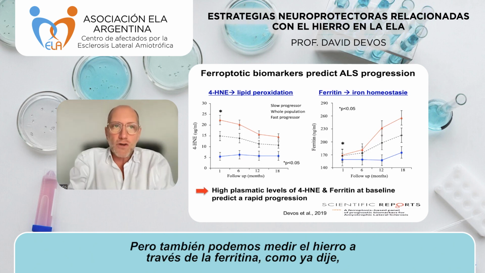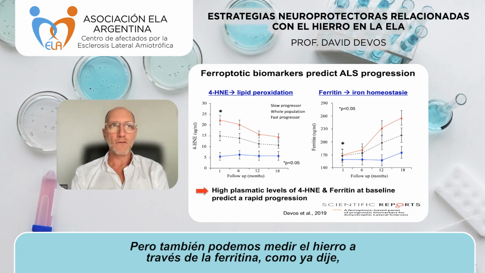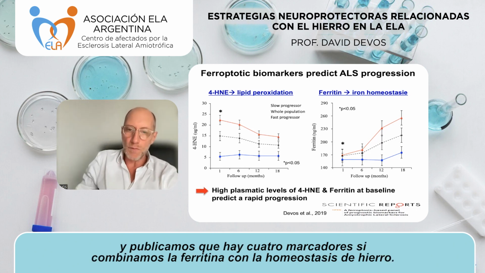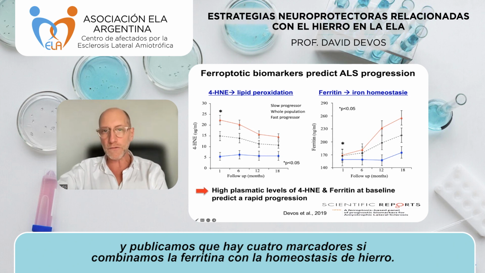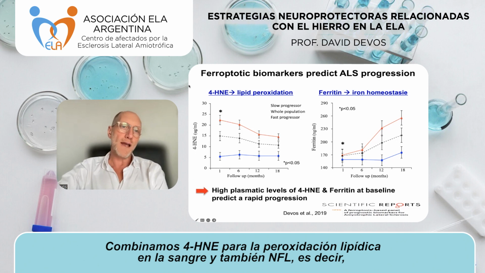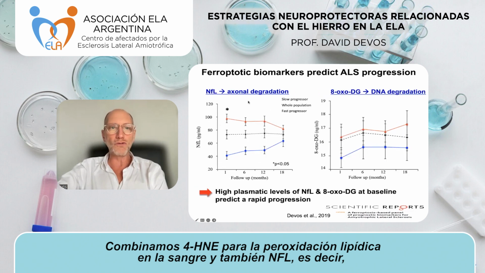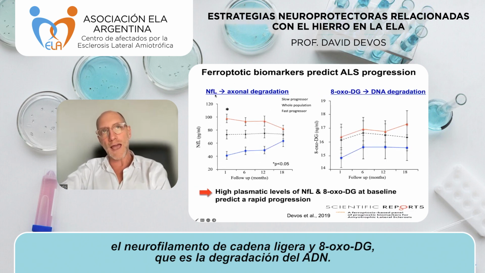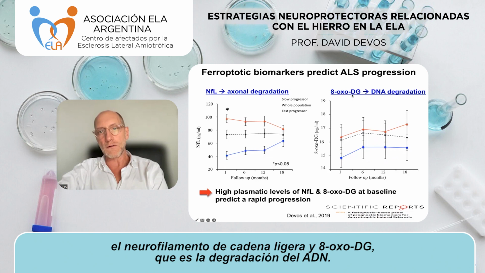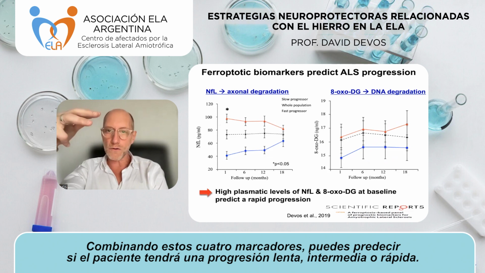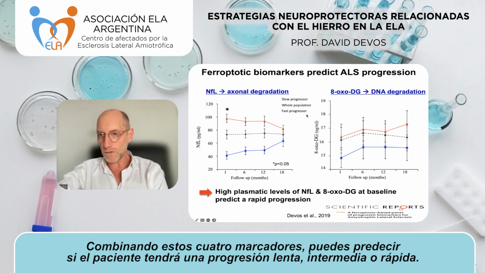But we can also measure iron through ferritin, as I said, and we published that there are 4 markers. If you combine ferritin for iron homeostasis, 4-hydroxynonenal for lipid peroxidation in the blood, NFL, the neurofilament light chain, and 8-oxodeoxyguanosine, which is a DNA degradation marker, combining these 4 markers, you can predict whether the patient will be a slow, intermediate, or fast progressor.